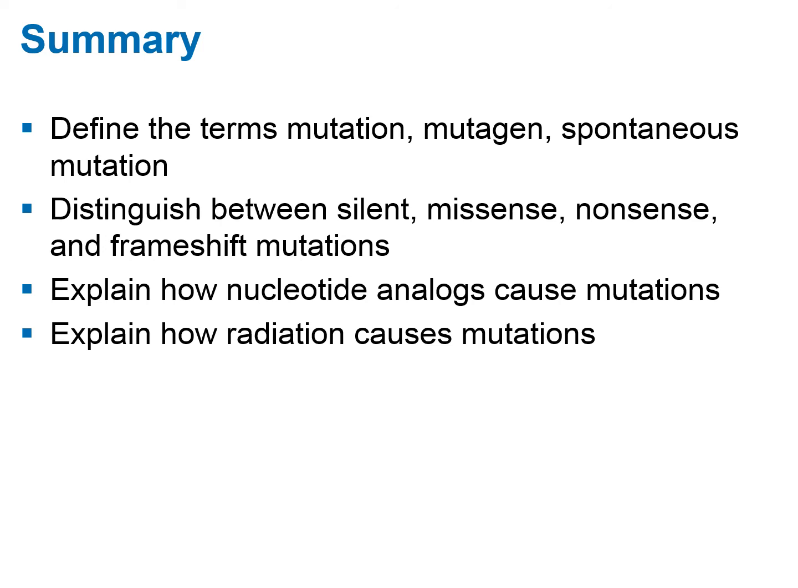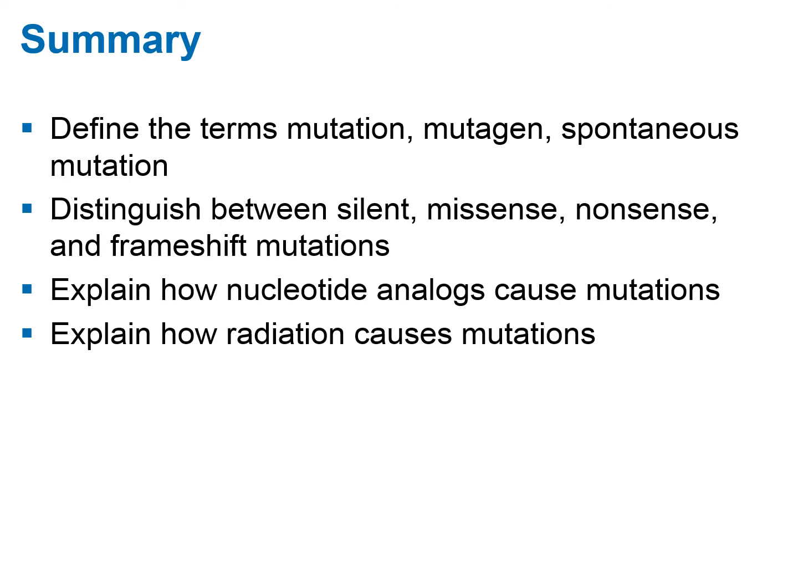Finally, we talked about radiation. We said that ionizing radiation that comes from very high, powerful electromagnetic waves can cause ions to be formed when water molecules are split. And then those ions can attach to nucleotides and change their shape. This shape change can affect the interaction between polymerases and the nucleotides, as well as affect the ability of nucleotides to bond to each other.